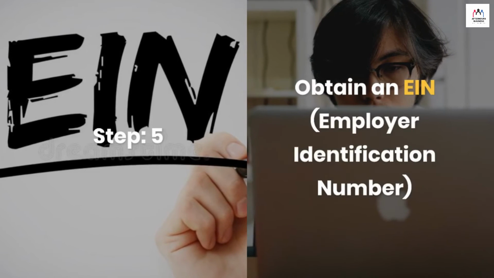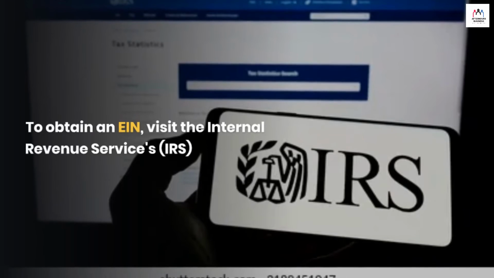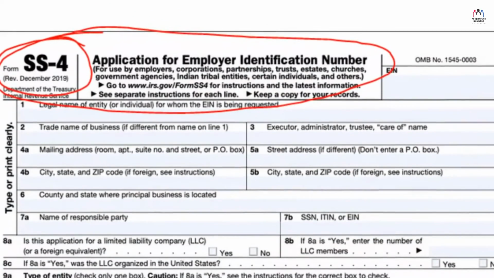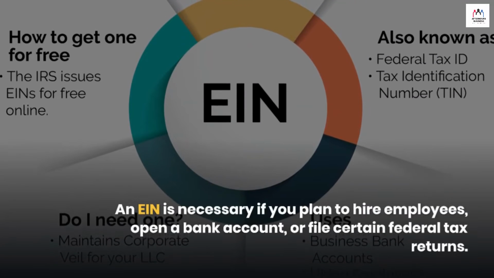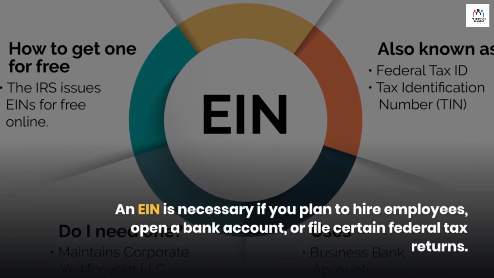Step 5. Obtain an EIN, Employer Identification Number. To obtain an EIN, visit the Internal Revenue Service's (IRS) website or complete Form SS-4. An EIN is necessary if you plan to hire employees, open a bank account, or file certain federal tax returns.